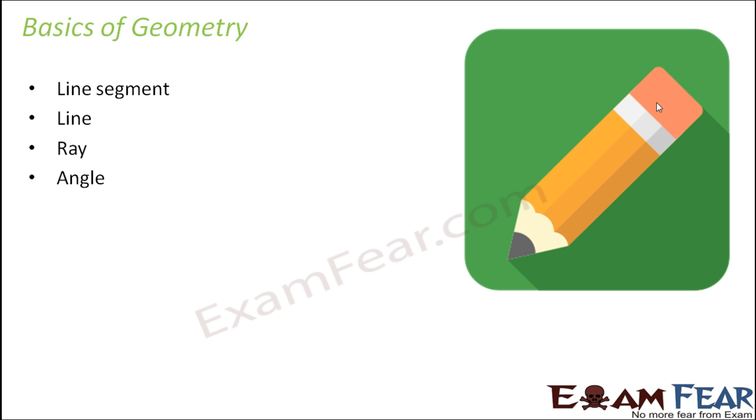So when we start with the basics of geometry, we will start with the 4 basic elements without which you cannot learn anything about any shape. So those 4 basic elements of geometry are line segment, line, ray, angle. And last but not the least, that is point.